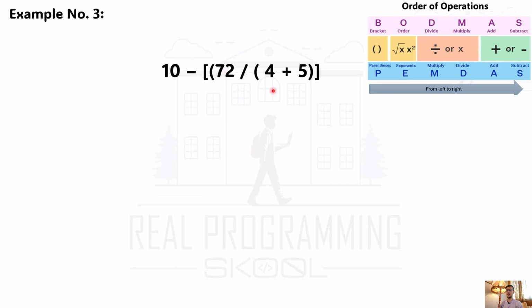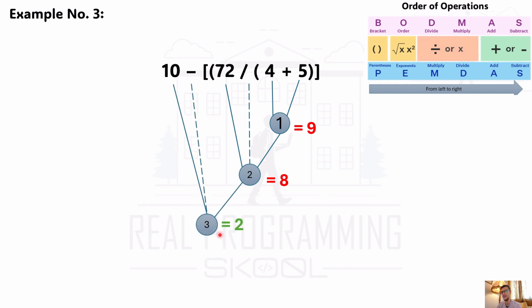The first operation, 4 plus 5, will give me 9. And after that, we will say 72 divided by 9. This will give me 8. And after that, we finish the brackets. All right. We don't have anything in the bracket, so we will go to the number: 10 minus 8. It will give me 2.